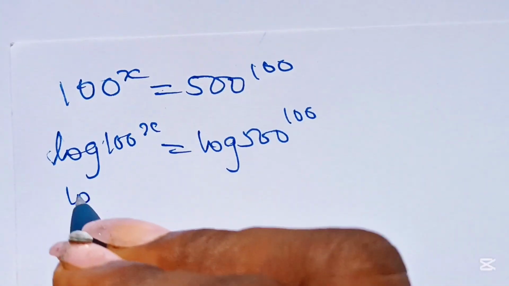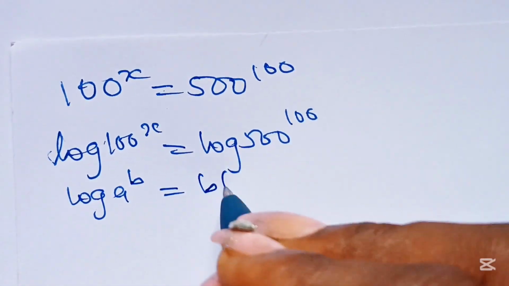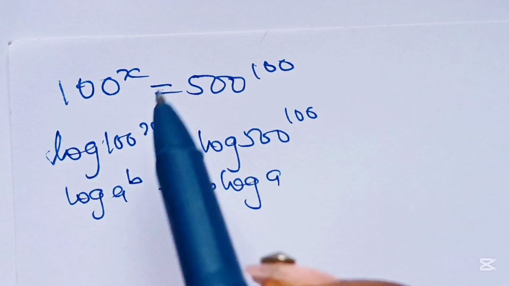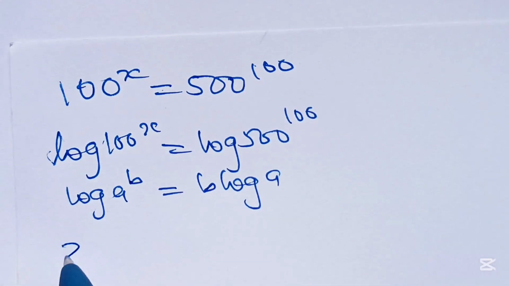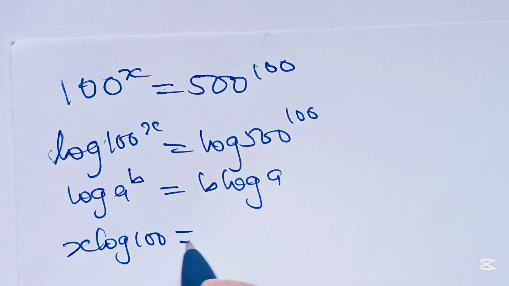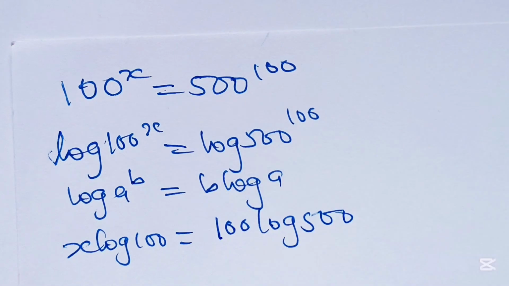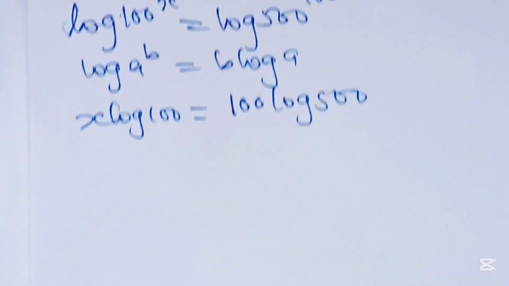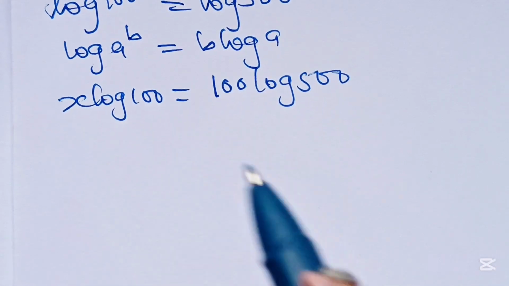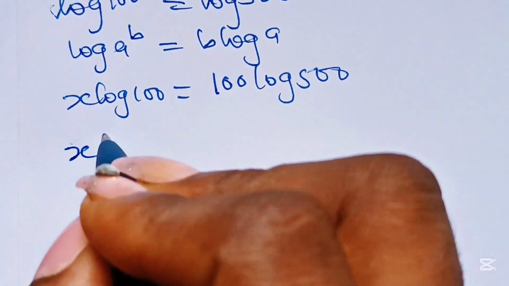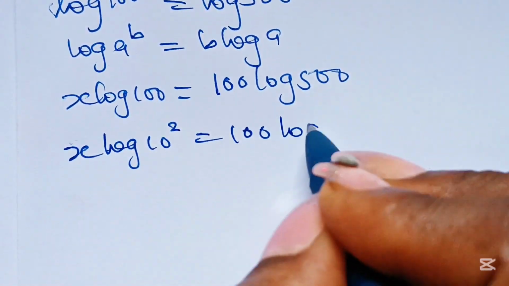Now, when you have log a raised to the power of b, this is equal to b multiplied by log a. So that means that we are going to bring this down to multiply log 100, right? So we have x log 100 is equal to 100 log 500. Now, 100 is the same thing as 10 to the power of 2, okay? So we can write this as x log 10 to the power of 2 is equal to 100 log.